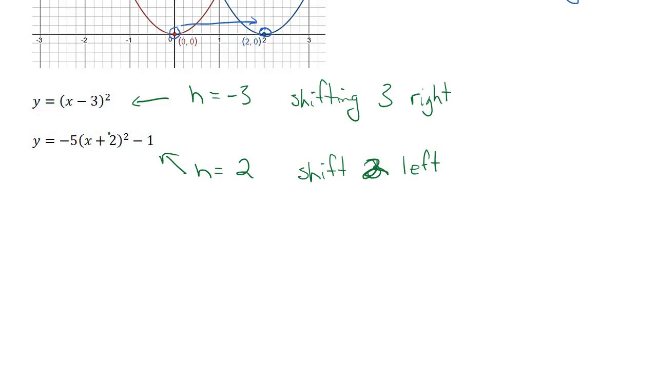Again, for H, it's the opposite of what you expect. When it's negative, you expect it to go to the left, but it goes to the right. When it's positive, you expect it to go to the right, but it goes to the left.